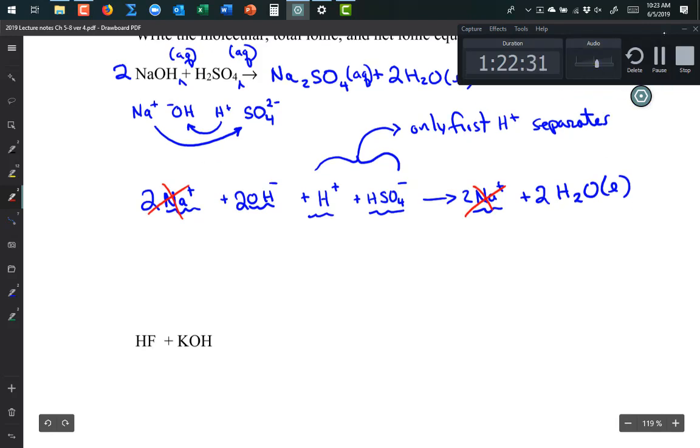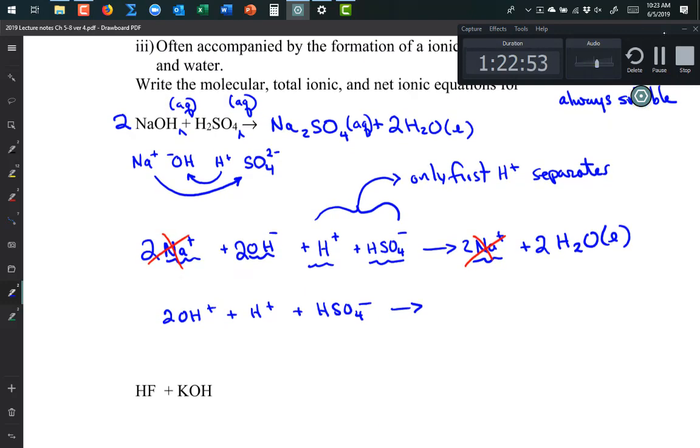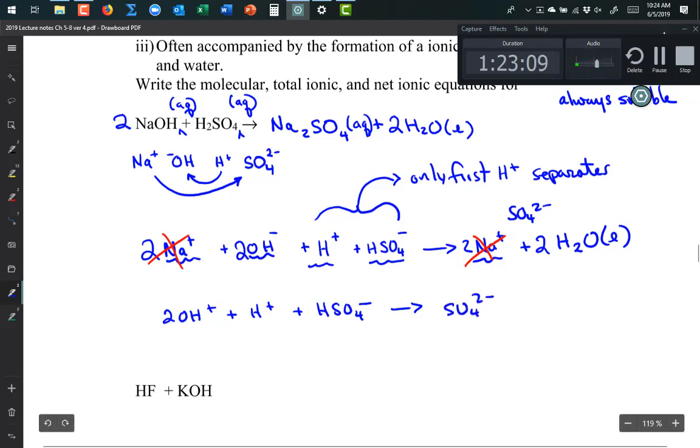So now you're going to write the net ionic equation, right? 2OH minus plus H plus plus HSO4 minus make, oh, I forgot my sulfate, didn't I? I meant to do this. I'm sorry. When I said only the first one is strong, it's SO4 2 minus, that. Plus SO4 2 minus plus 2H2O liquid. And all the ions are aqueous.